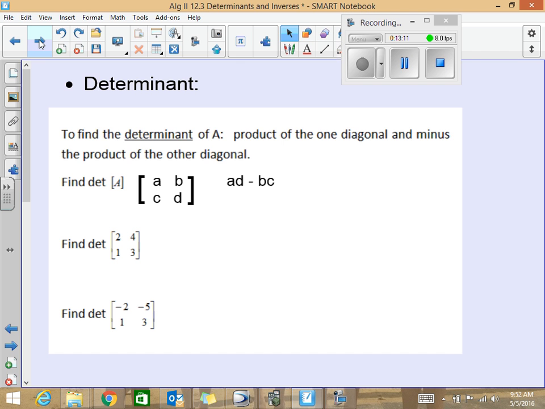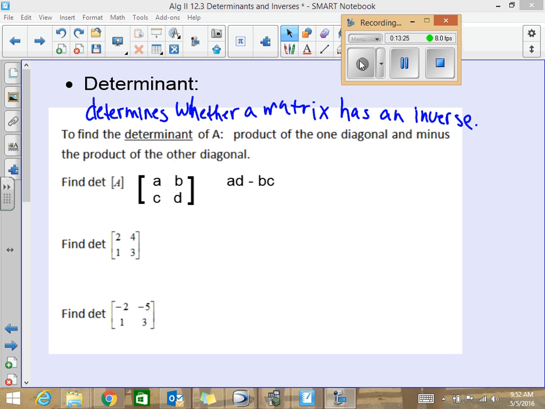Okay, now the next vocabulary word is the determinant. The determinant determines whether a matrix has an inverse. The determinant is just a number, and we're going to show you how to find it. If it comes up not equal to 0, then the matrix will have an inverse. If it comes up 0, it doesn't. It can be negative, a fraction, or a decimal. As long as it's not 0, you can find an inverse for that matrix. If it is 0, you can't.